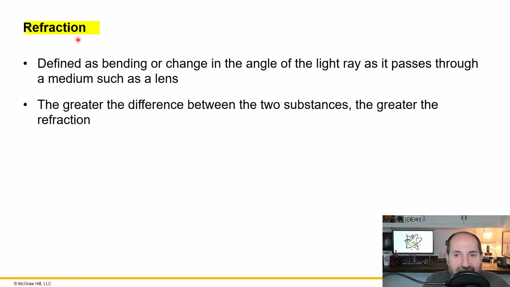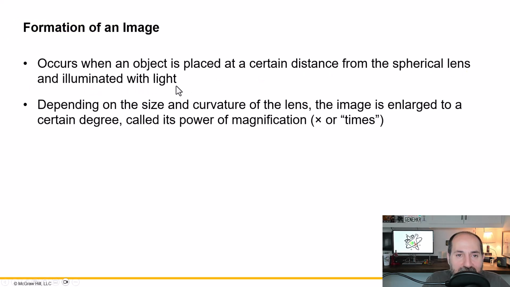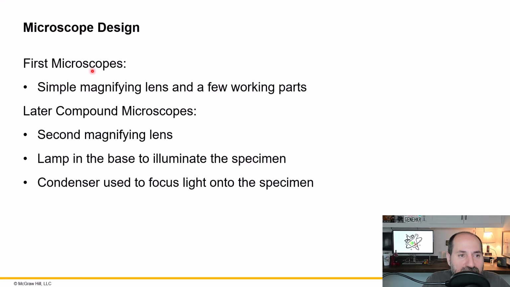Magnification is how many times larger your specimen appears than it really is. We talked about refraction. This is the bending or change in the angle of light as it passes through a medium, such as a lens. We talked about the first microscopes, such as Leeuwenhoek's pinhole microscope, being a simple magnifying lens with only a single magnifying lens. Later, compound microscopes added a second magnifying lens.